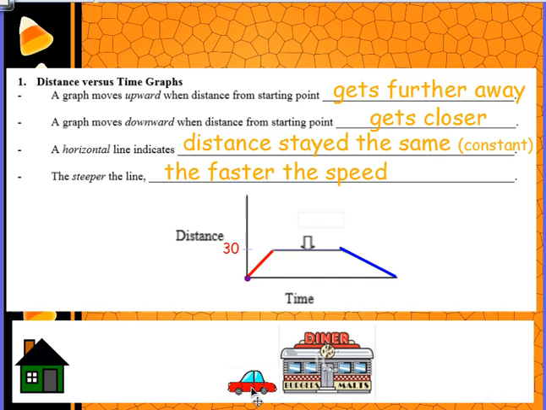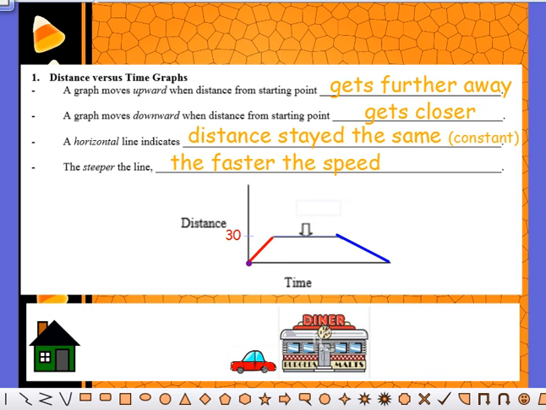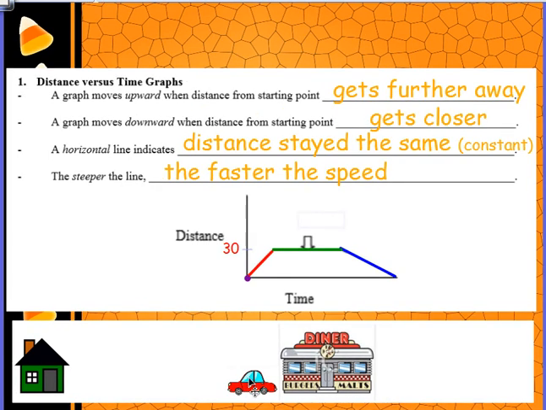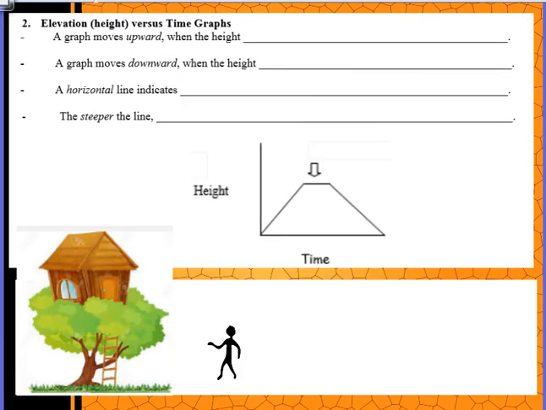Now, once the car has reached its location, in this example, the diner, as time is going on, is the distance from the house changing? Nope. So the distance is staying constant, in our example, let's say 30 miles away from the house. Then, once this person leaves the diner, they are going to start to head back home, and the distance is getting closer and closer to their starting point, which represents this last line segment over here. Okay, so this one is a distance versus time graph. Let's take a look at the second one.